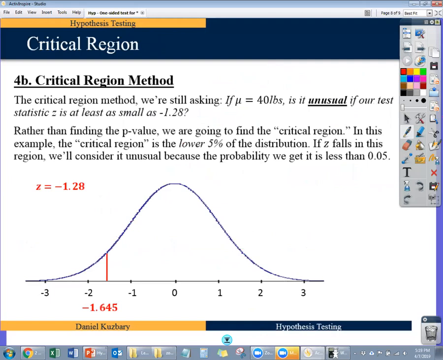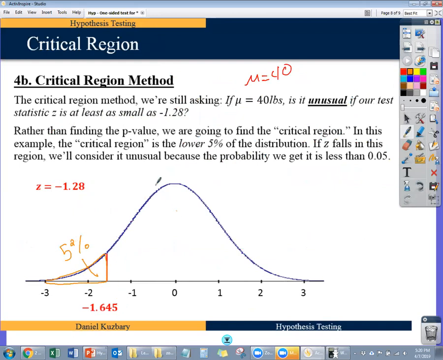Now I'm going to do what's called the critical region method. The critical region method asks the same question: if mu is equal to 40, is it unusual if our test statistic is at least as small as that? But what the critical region method does is it doesn't just throw this on the curve right away. Instead, it tries to find the number for which the area to the left is that lower 5%. Let me use a different color to demonstrate I'm doing something a little different. That lower 5% is marked off by some number down here.